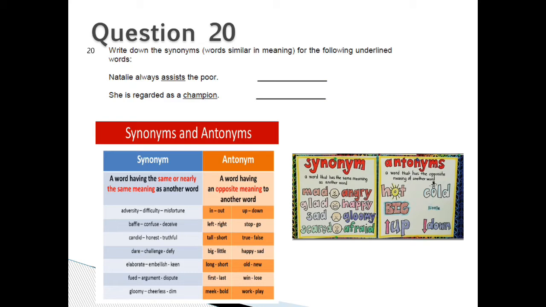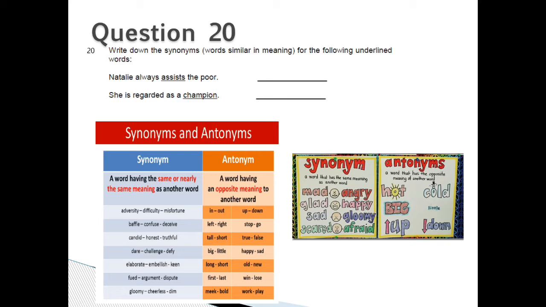Your synonym is the word that has the same or nearly the same meaning, and your antonym is a word having the opposite meaning to another word. For example, of synonyms: adversity, difficulty or misfortune; baffle, confuse, deceive; candid, honest or truthful; dare, challenge, defy; elaborate, embellish, keen; feud, argument, dispute; gloomy, cheerless or dim.